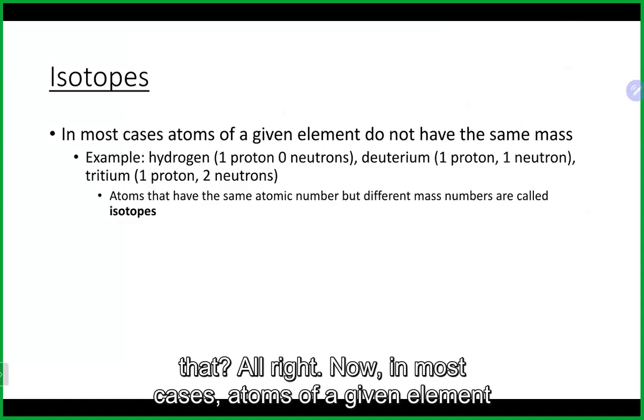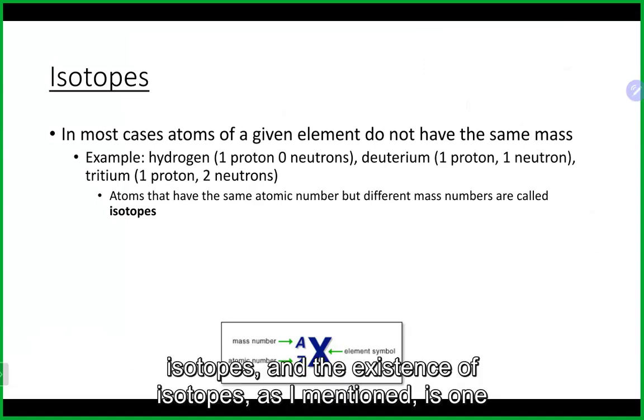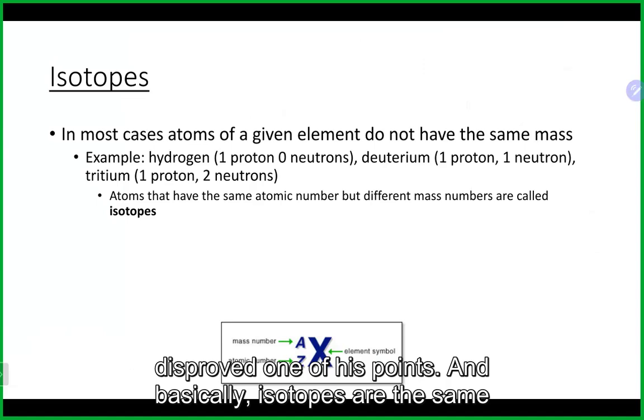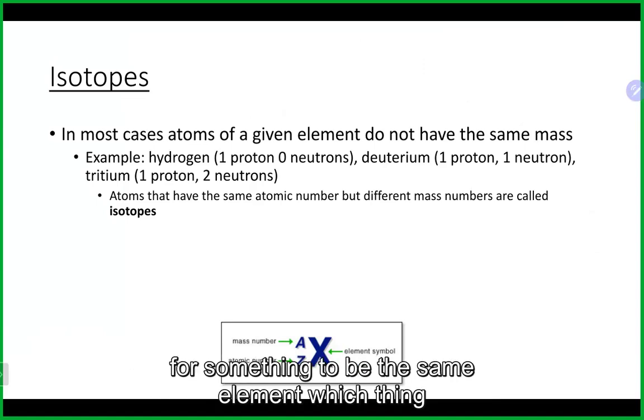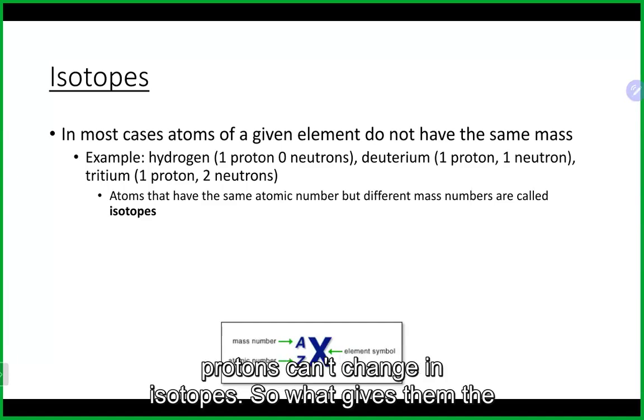All right. Now, in most cases, atoms of a given element do not have the same mass, and that is what isotopes are. The existence of isotopes, as I mentioned, is one of the things that disproved one of the points in Dalton's atomic theory. Basically, isotopes are the same element, but they have different masses. So in order for something to be the same element, which thing cannot change? Protons, electrons, or neutrons? Protons. So protons can't change in isotopes.